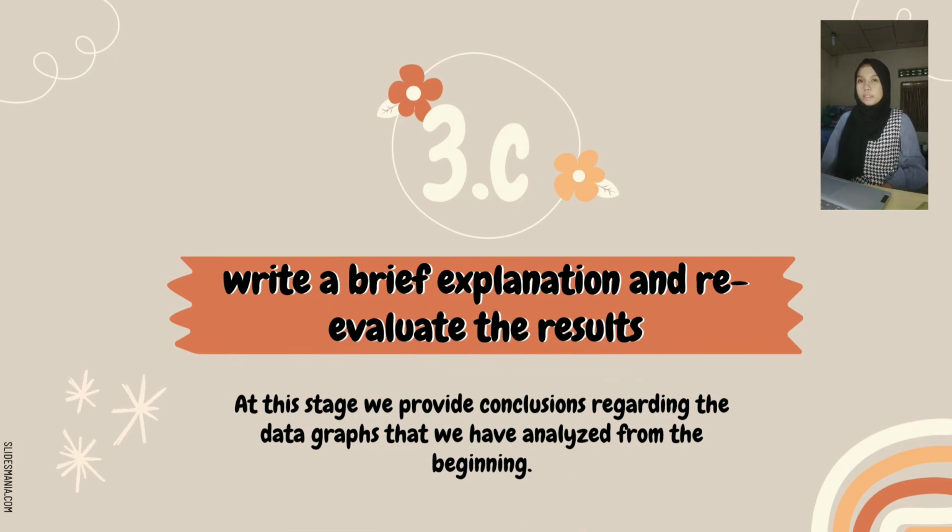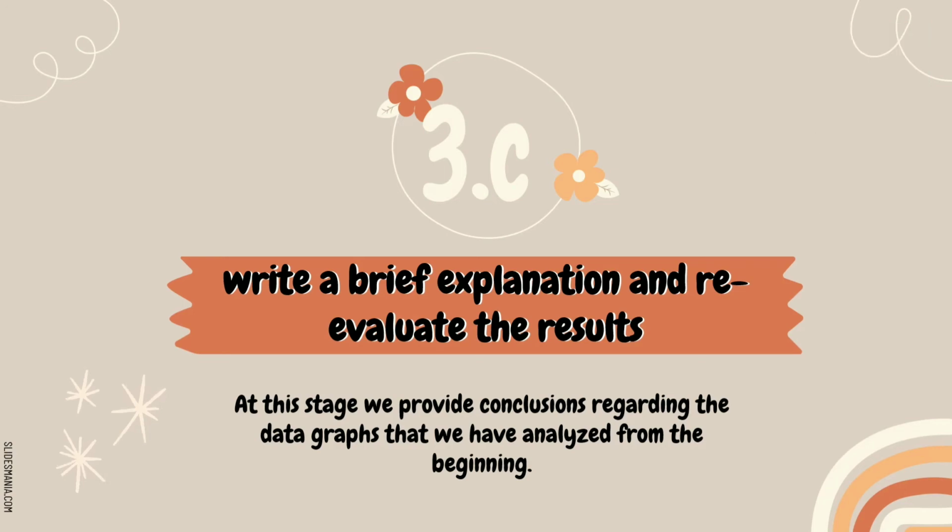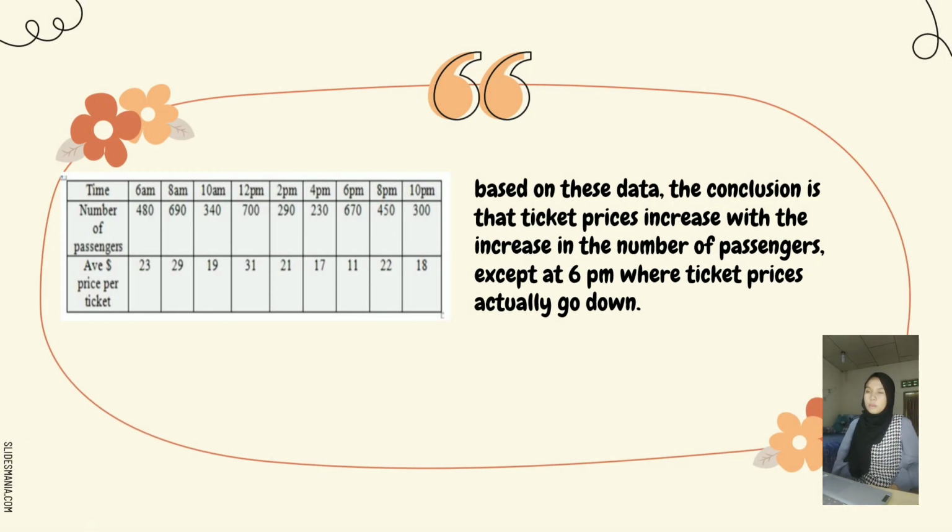Step 3.C. Write a brief explanation and re-evaluate the result. At this step, we can provide a conclusion regarding the data graphs that we have analyzed from the beginning. We can see the data. Based on this data, the conclusion is that ticket price increased with the increase in the number of passengers, except at 6 p.m. where ticket price actually went down.